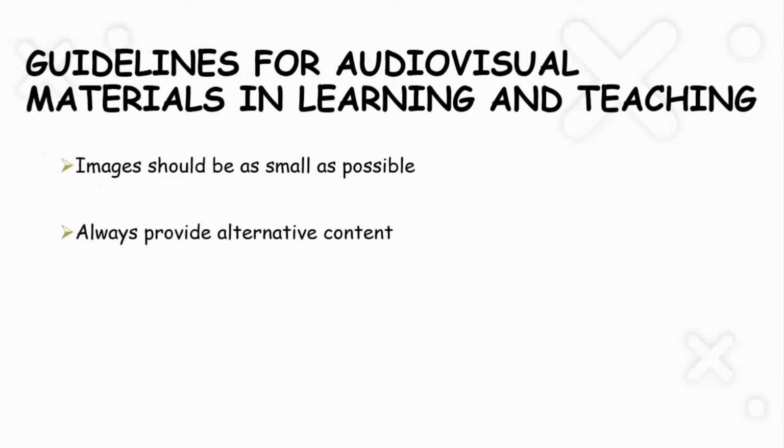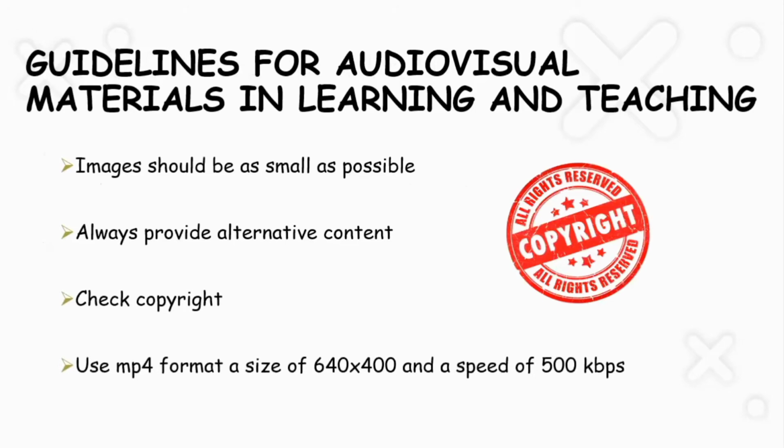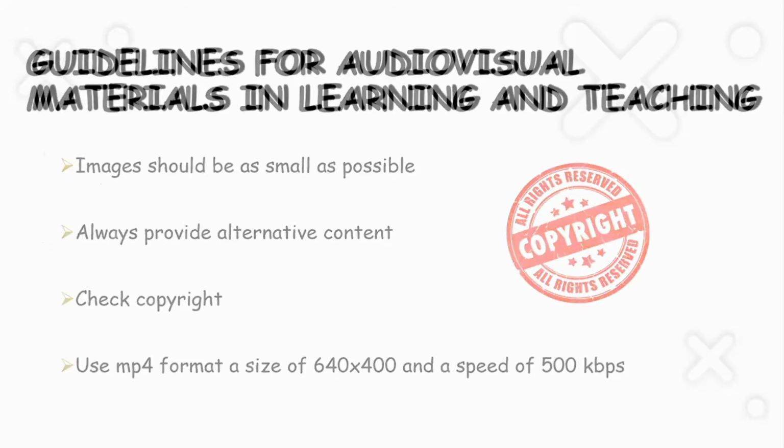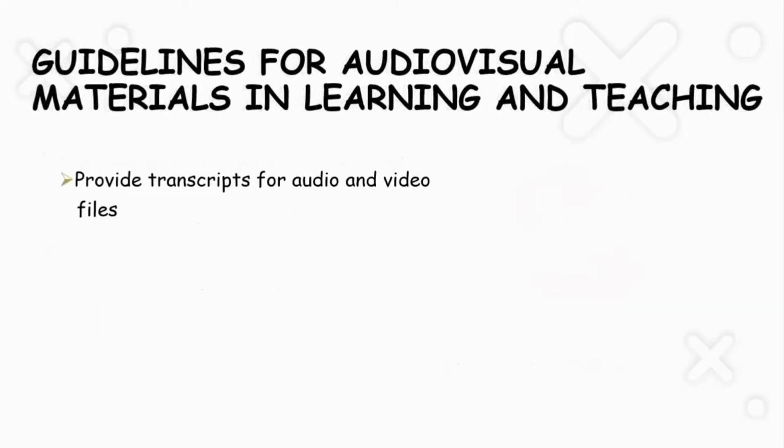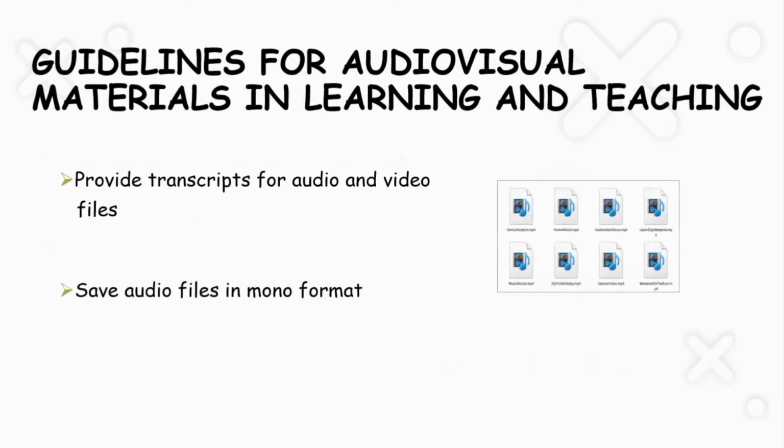Guidelines for audiovisual materials in learning and teaching. Images should be as small as possible. Always provide alternative content. Check copyright. Use MP4 format, a size of 640 x 400 and a speed of 500 kbps. Provide transcripts for audio and video files. Save audio files in mono format.